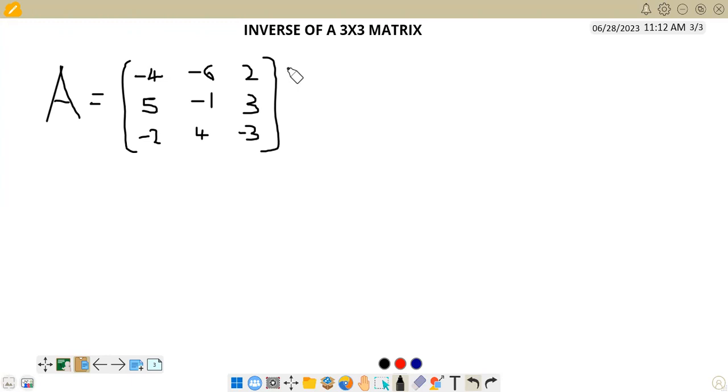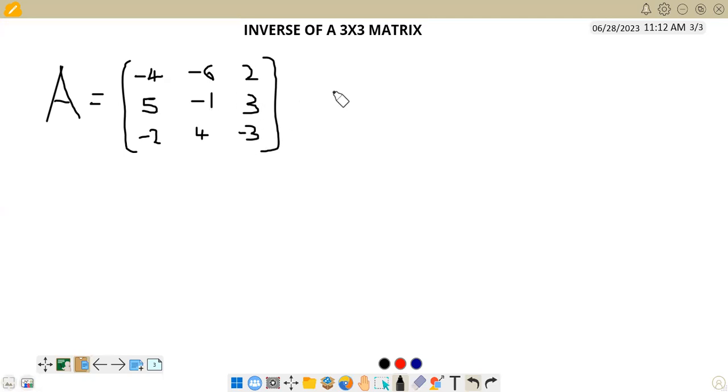Ndaba patigwiritsa ntchito njira ya the cofactor method. Pakapezekanso mpata tipanganso ya elementary row operation. Okay, so atipasa a matrix A, and then we are told that we should find the inverse of this matrix. We have 3 by 3, negative 4, negative 6, 2, 5, negative 1, 3, negative 2, 4, negative 3.